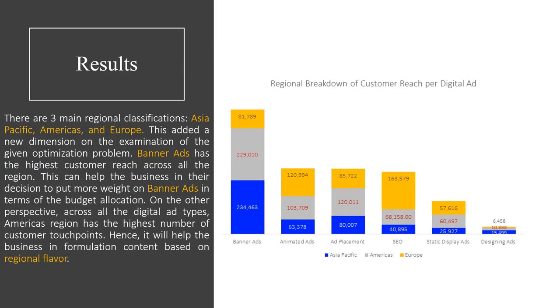Now looking at the chart here, it can be seen that ads perform differently depending on the region. Banner ads perform the best in Asia and the Americas, while search engine optimization, or SEO, outperforms the rest in the European region. This only shows that there are differences in terms of demographic preferences, adding a new dimension on how to mobilize digital ads, which could be a direction for future research.